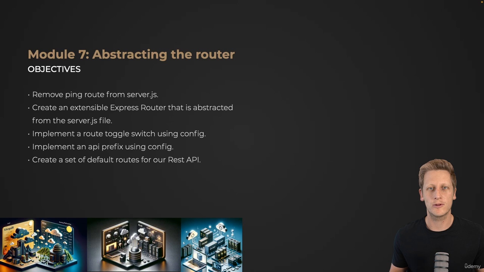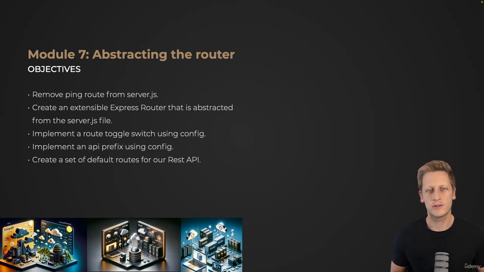In terms of what we want to achieve in this specific module, as I mentioned, we're going to be working back in our API, our Node Express server. So the high level goal for this module is to make sure that we have abstracted our Express router. The specific things we want to get done here: we want to remove that ping route from the server.js file that we just used to test our Docker setup. And then we want to begin creating a more extensible, more manageable Express router that is abstracted from that server.js file.